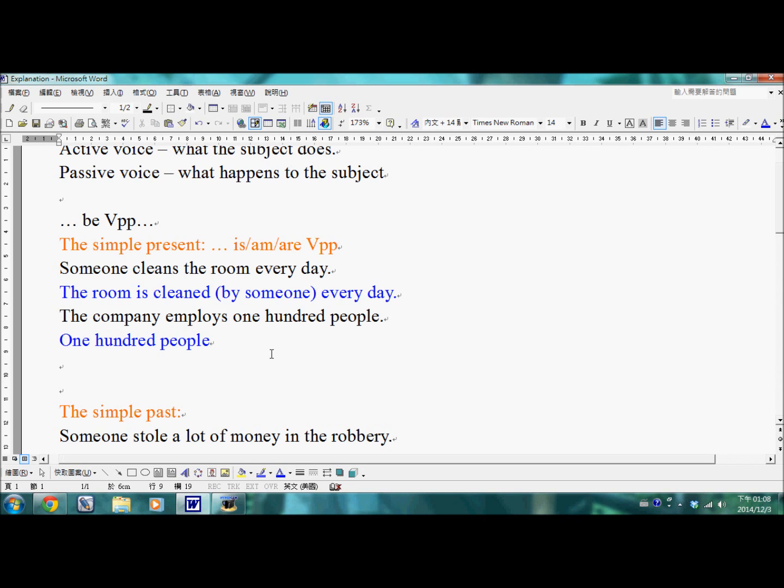So 100 people, we use are with 100 people. Are, past participle of employ is employed. Regular verb. So 100 people are employed by the company. Okay. 100 people are employed by the company. This is the passive voice. Now we finish with the simple present tense.